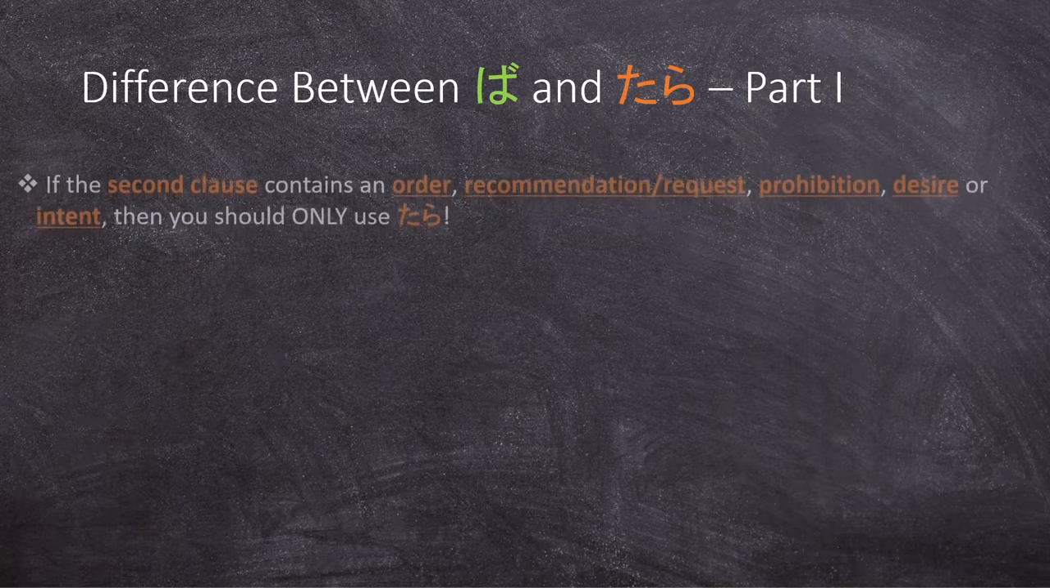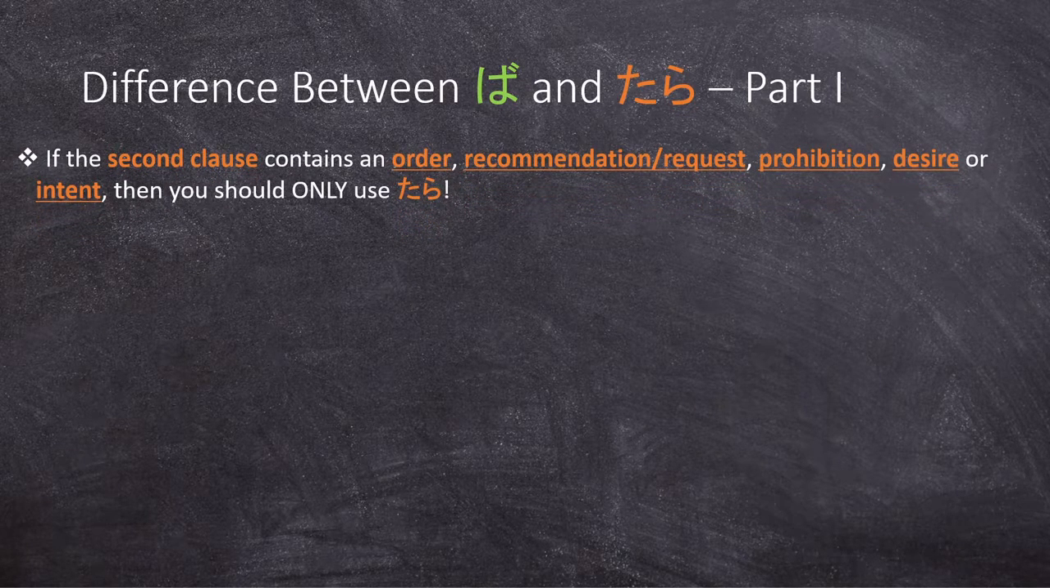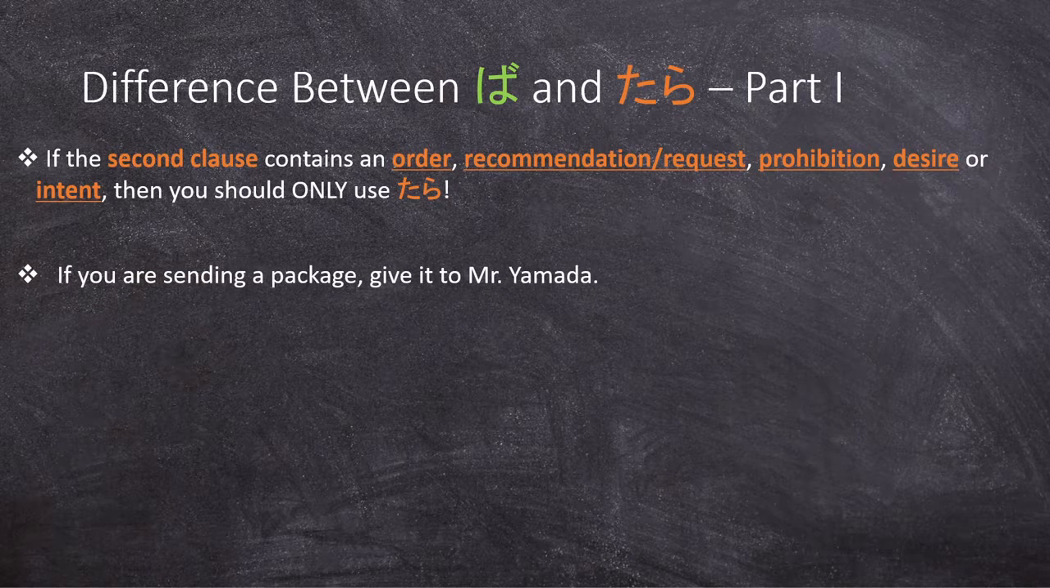So, for example, if you have in the second clause of your sentence an order, recommendation or request, prohibition, desire or intent, then you should always use tara. This is the instance where you should really know the difference between ba and tara and use both of them accordingly. So if the second clause in the sentence you are writing contains one of the parts written here, then you should always use tara. We will see this illustrated in the following sentence.